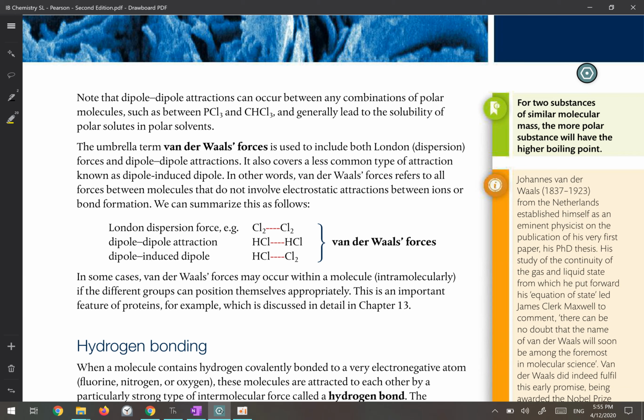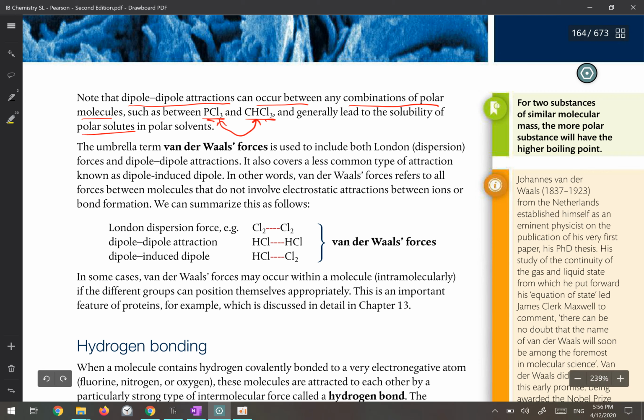Okay, it says dipole-dipole attraction can occur between any combination of the polar molecules. It means it's not necessary to be in between the same molecule. For example, PCl3 is polar, CHCl3 is polar. So you can have dipole-dipole attraction between these two molecules, no matter if they are the same molecule or not.